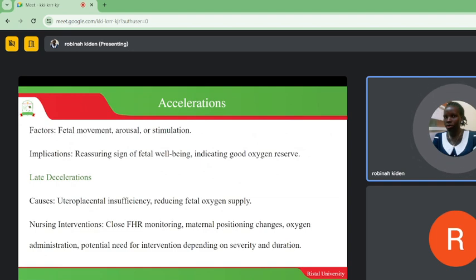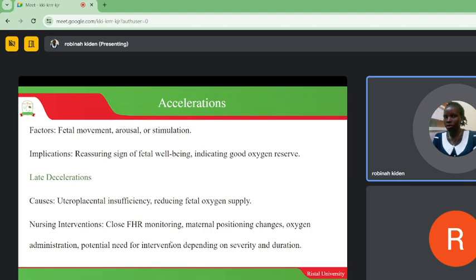Then late decelerations. The causes can be uteroplacental insufficiency, reducing fetal oxygen supply. So in the late decelerations we are referring to when the fetus becomes dormant, does not move very fast or does not move frequently, and in addition, the fetal heart rate when taken is a little bit low. That means that there must be some problem.